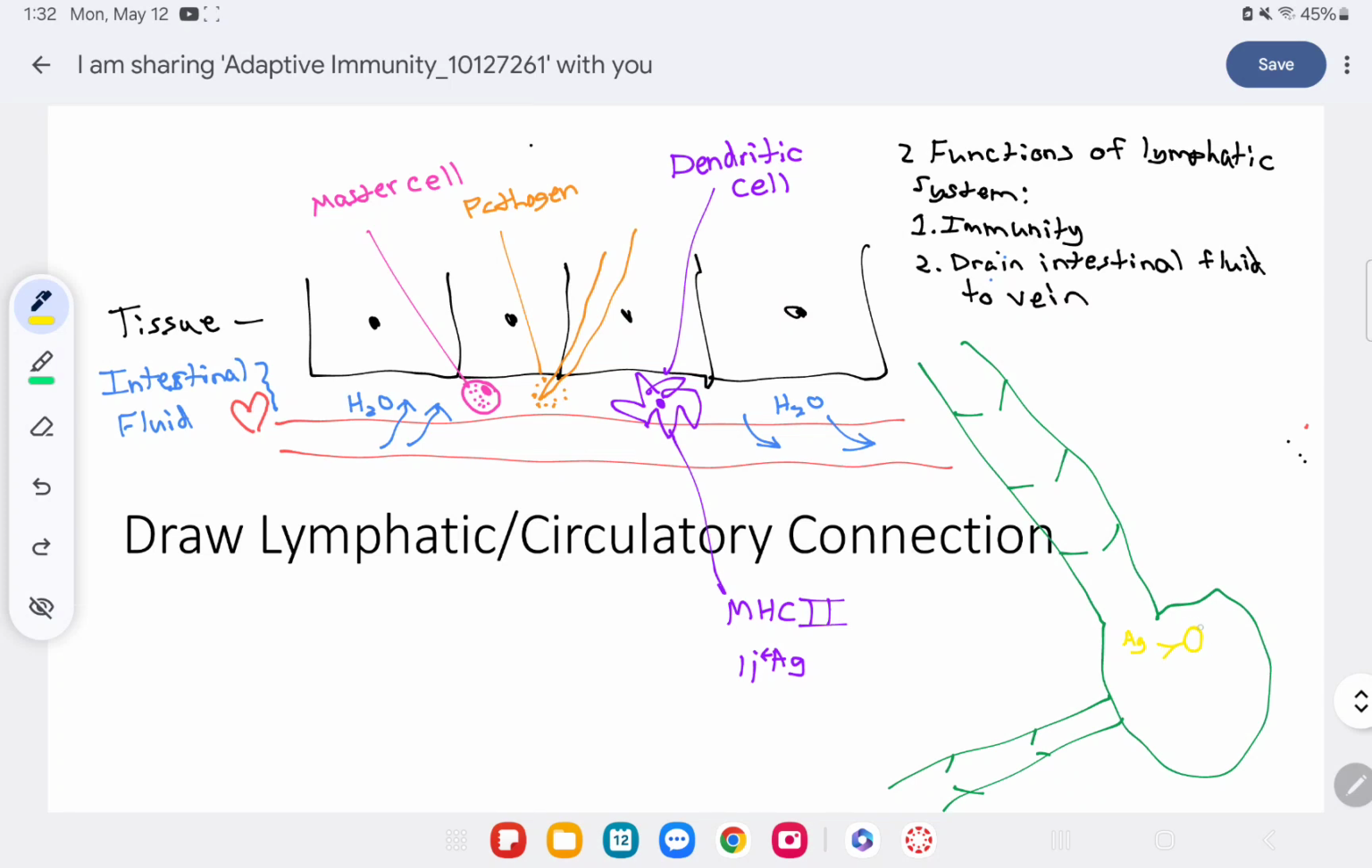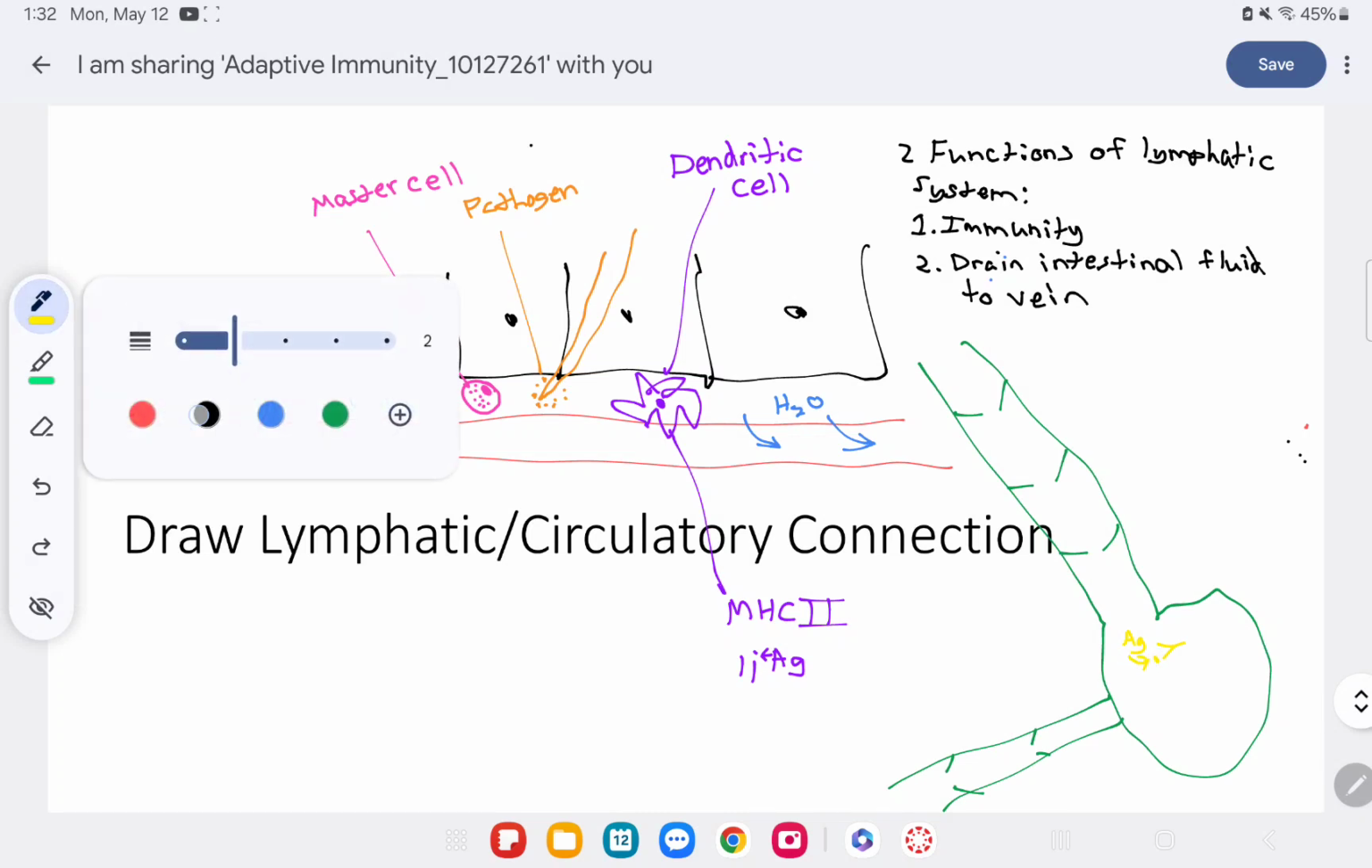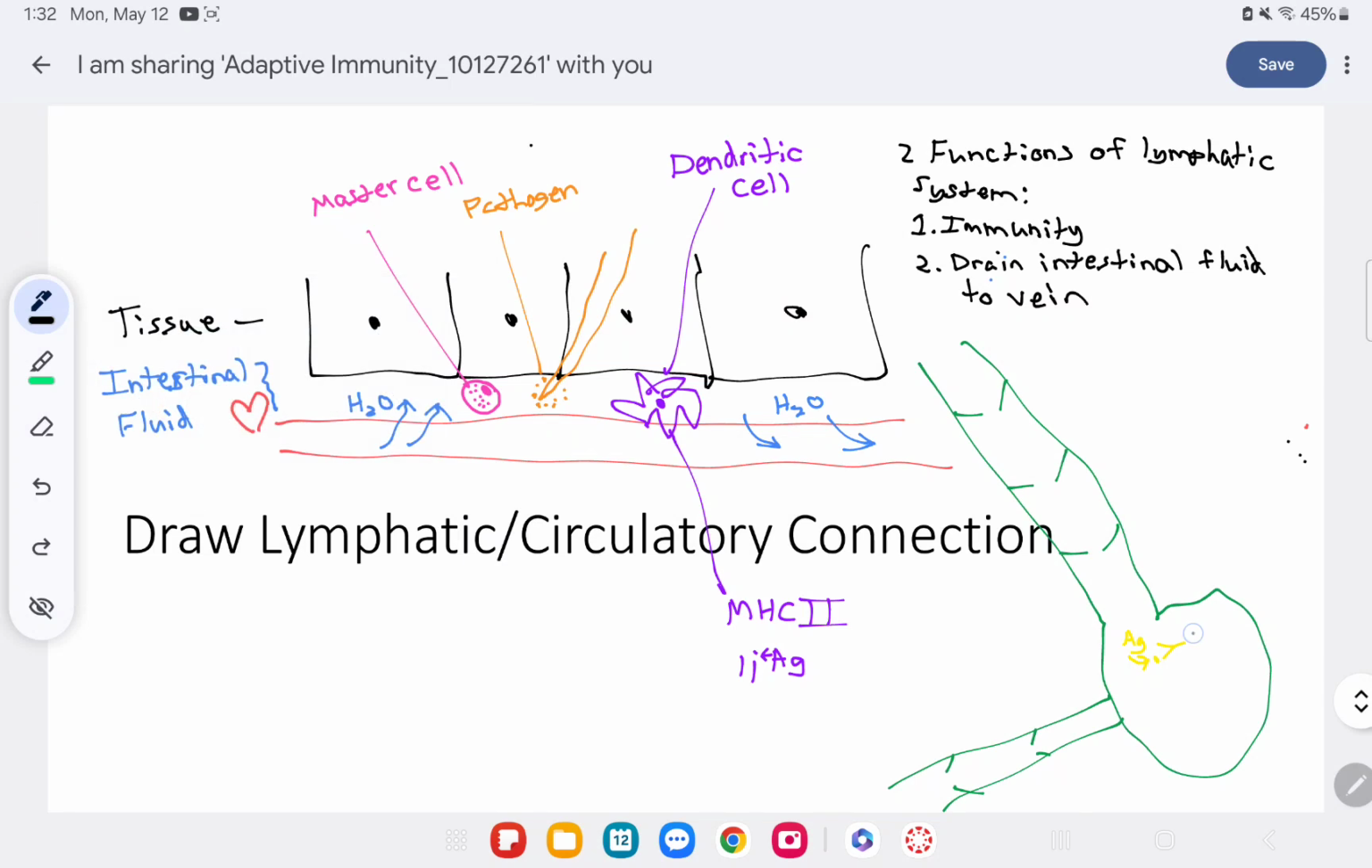Memory cells will have that same kind of IgD on the surface, because it's a clone. It undergoes mitosis. It creates the exact same cell, right? They have the same information. So those are the memory cells.